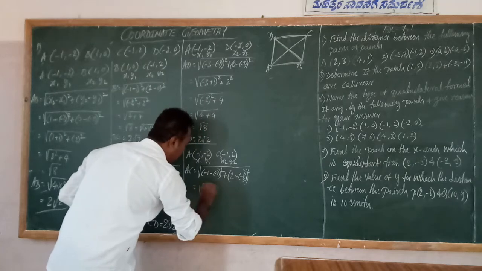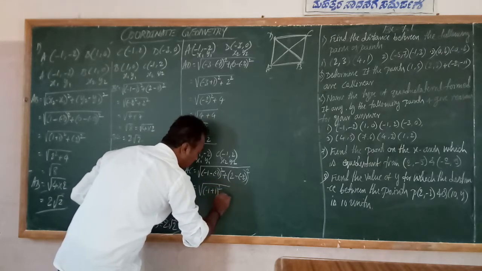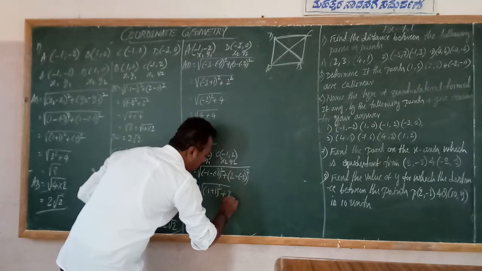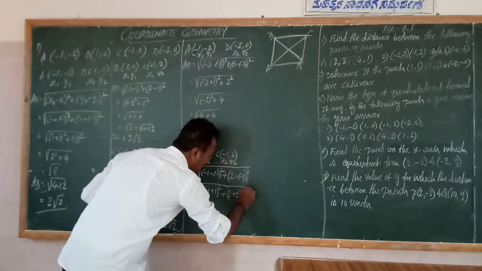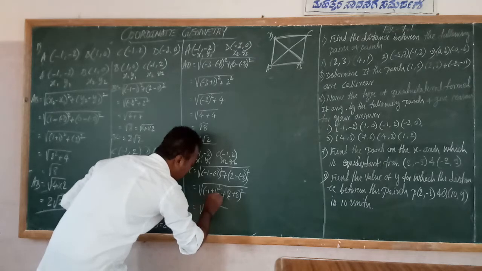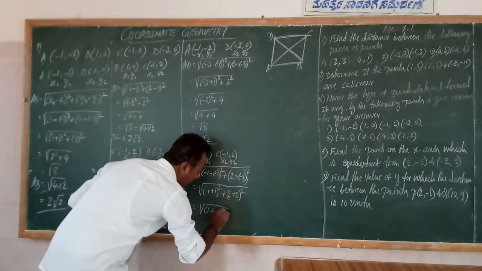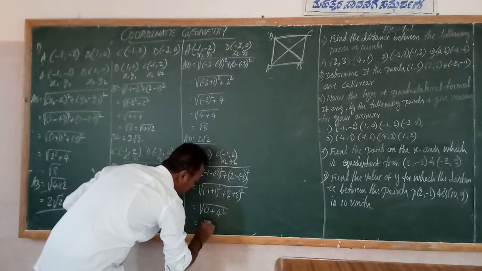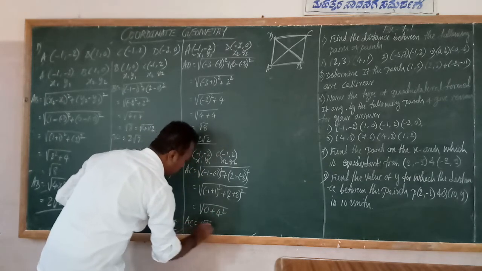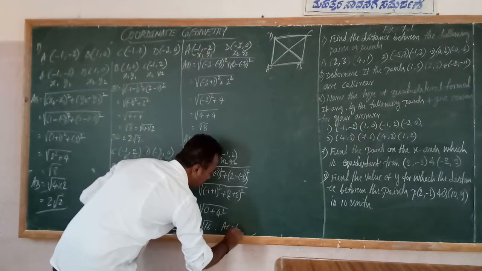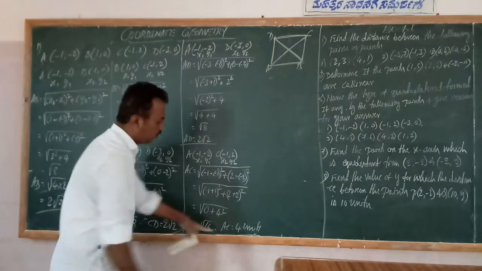Then square root of (-1 plus 1) whole square plus (2 plus 2) whole square. 0 square means 0, plus 4 square, 4 square is 16. 16 plus 0 is equal to 16. This is AC. Therefore, AC is equal to the square root of 16, which is 4 units.